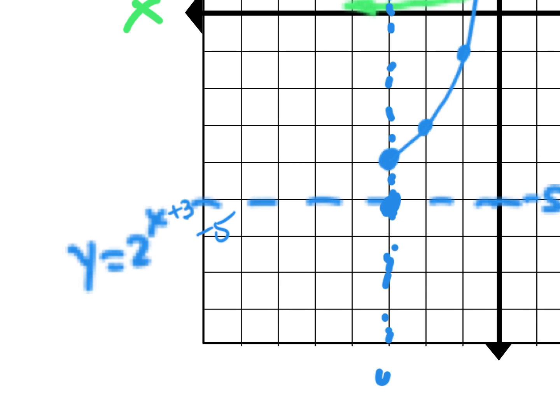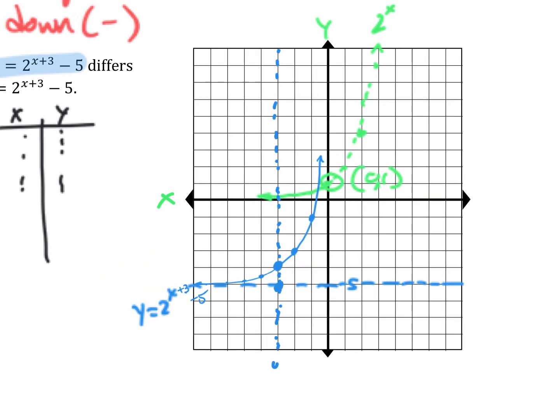What happens as we go to the left of this starting point? Well, it gets cut in half, a fourth, an eighth, and there it is there, as it gets closer to this asymptote of negative 5. And so there's the graph of 2 to the x plus 3, minus 5, this blue graph right here. So that's how we do it.